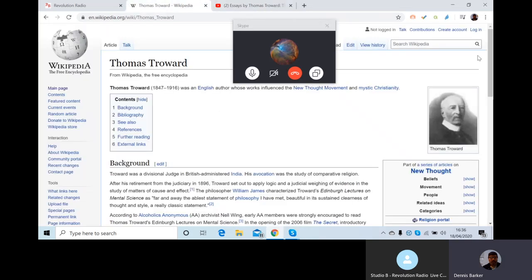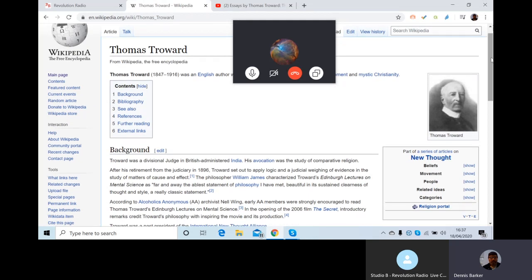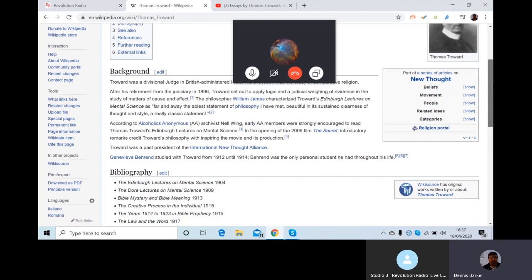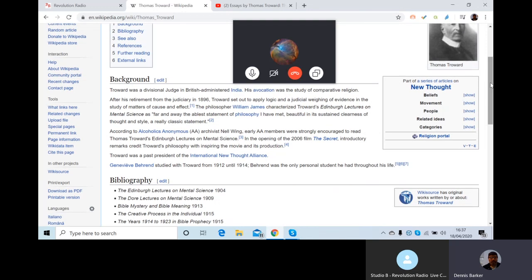I'm just going to read a little bit of Wikipedia on Thomas Troward. So I think Thomas Troward's an interesting guy. And he's part of the New Thought movement that was around at the end of the 19th century, beginning of the 20th. Troward was a divisional judge in British administered India. His avocation was a study of comparative religion.